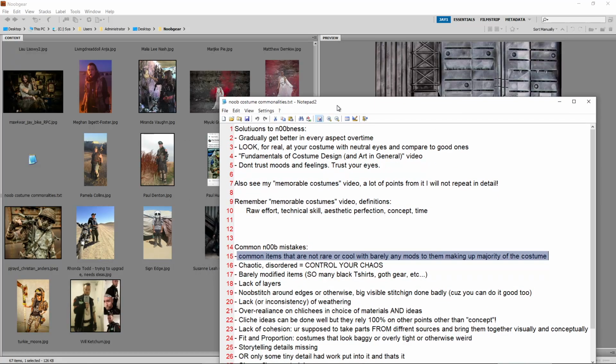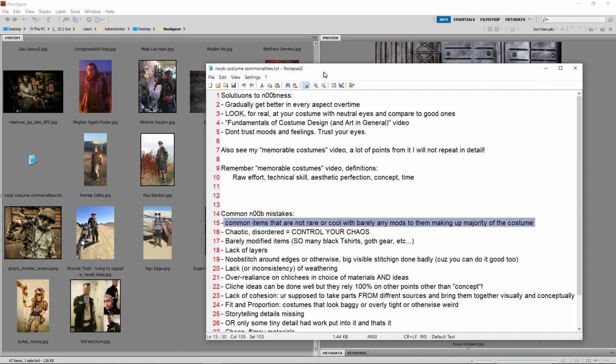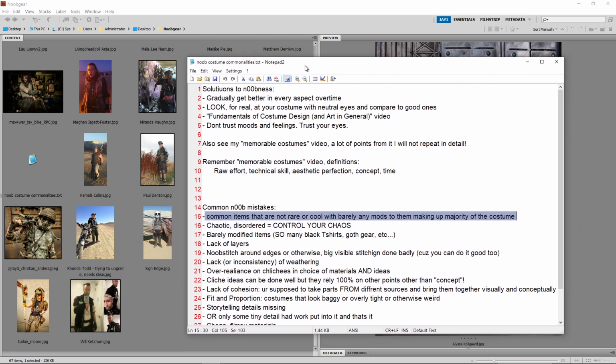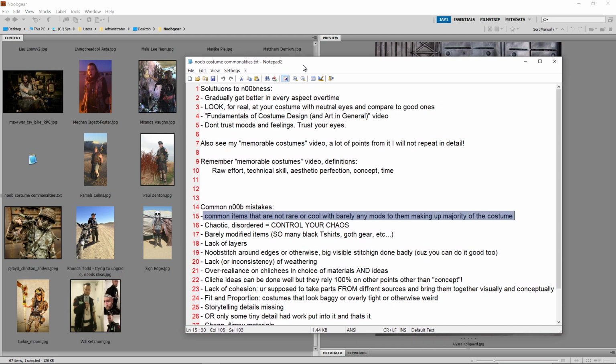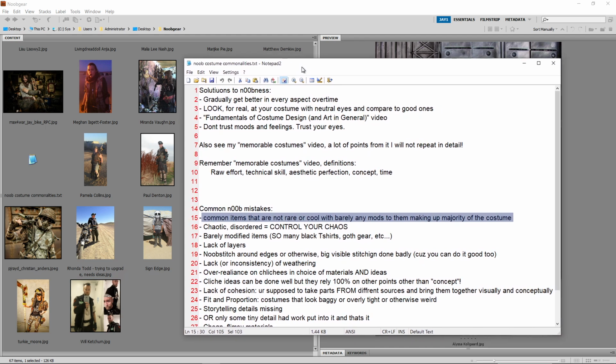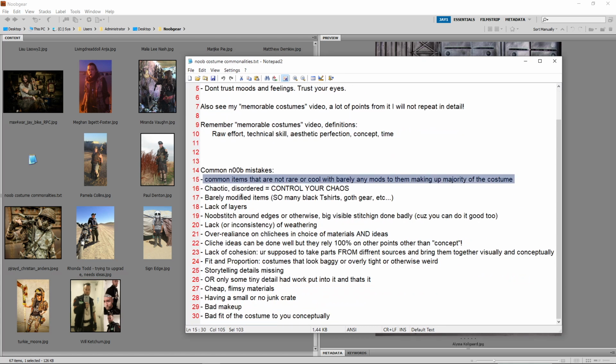In fact, I will not be going around critiquing stuff a lot, because that's not the point. Rather, you, being nice as you are, supplied illustration material for me. So it's not about me critiquing your ages-old costumes, but we will find illustrations to many of these points. So: common items that are not rare or cool, with barely any mods to them, making up the majority of the costume. I have some great examples.